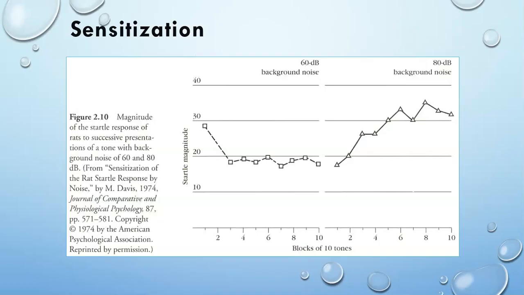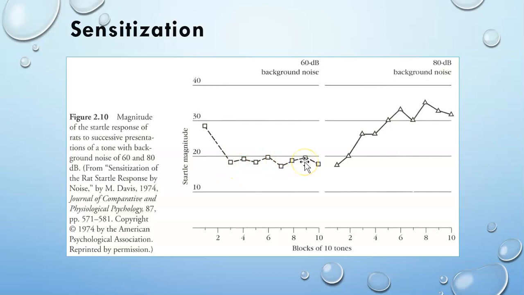So let's talk about the differences between sensitization and habituation. In this figure, the left graph is showing habituation. Here we have the number of tones and the startle response. You can see that as we get more tones, the startle response decreases, because we've learned, or we've habituated, to the tones. We've gotten used to it, and we've learned that we don't need to be scared of it.